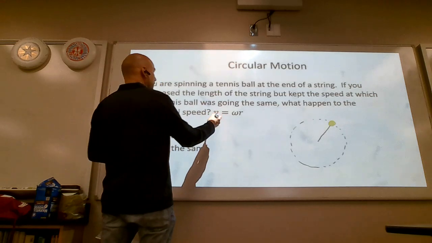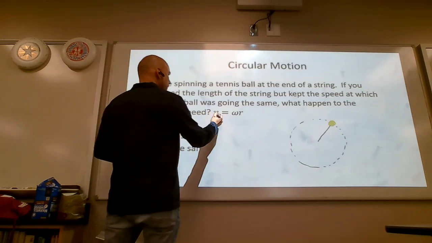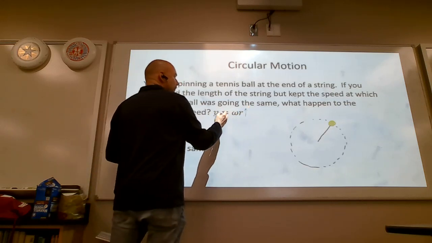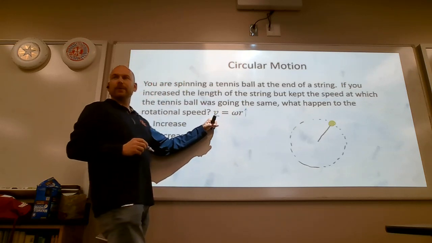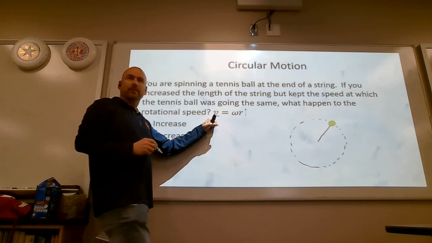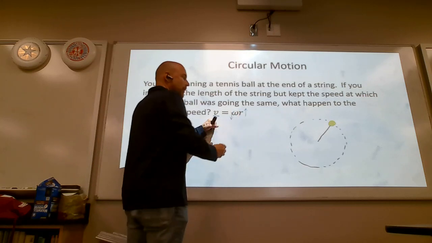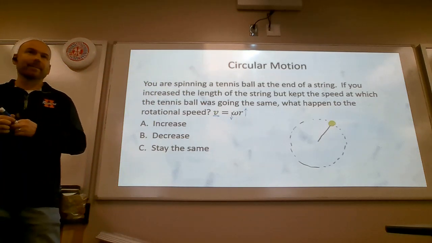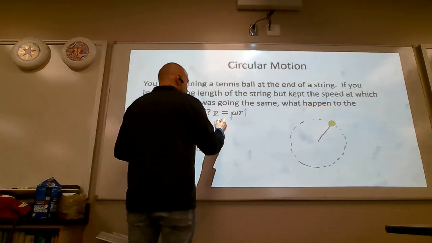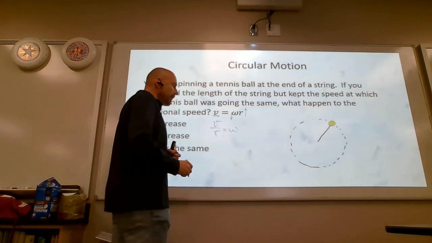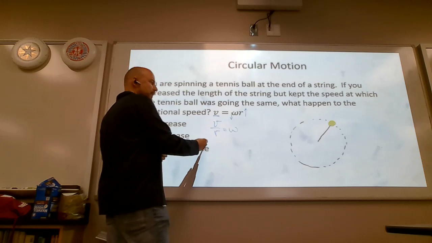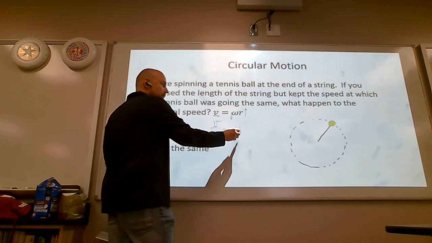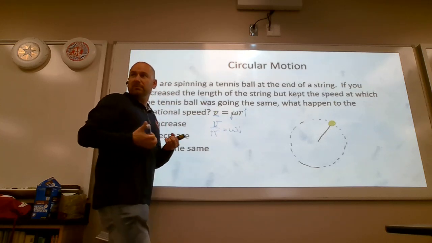So here we say the speed is going to be the same. So that doesn't change. If the radius increases, what will have to happen to the rotational speed in order to keep this side the same? Has to decrease to keep this side the same. Okay. You could also do it like this. You could rearrange it like this because I'm asking for rotational speed. This stays the same. This goes up. Therefore, this goes down. It's another way to look at it.